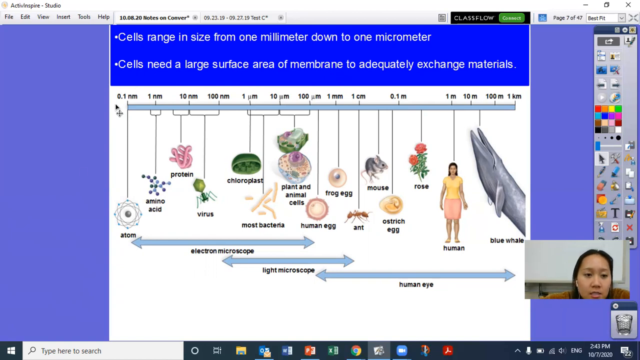Here are the things on the scale from 0.1 nanometers, 1 billionth of a meter, all the way up to 1 kilometer, which is 1,000 meters, okay? It kind of gives you a reference of that. Each increment of size, what's a good representation of that?